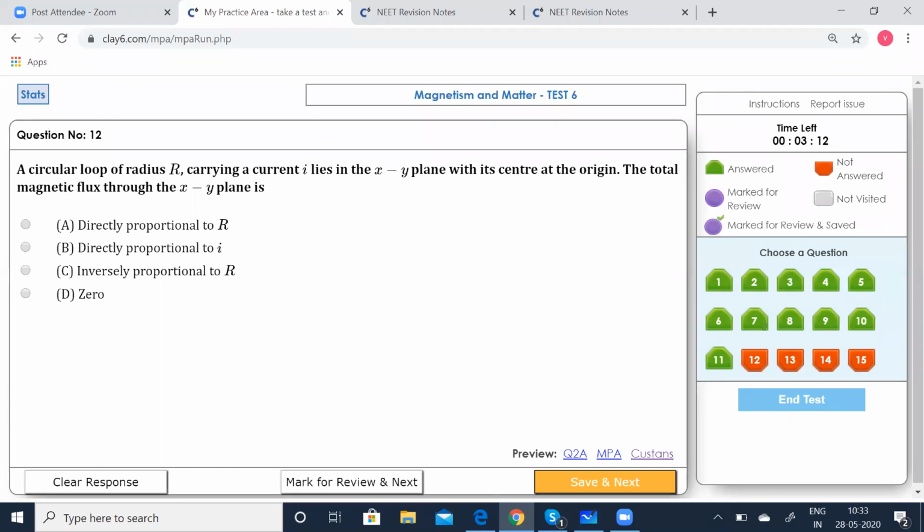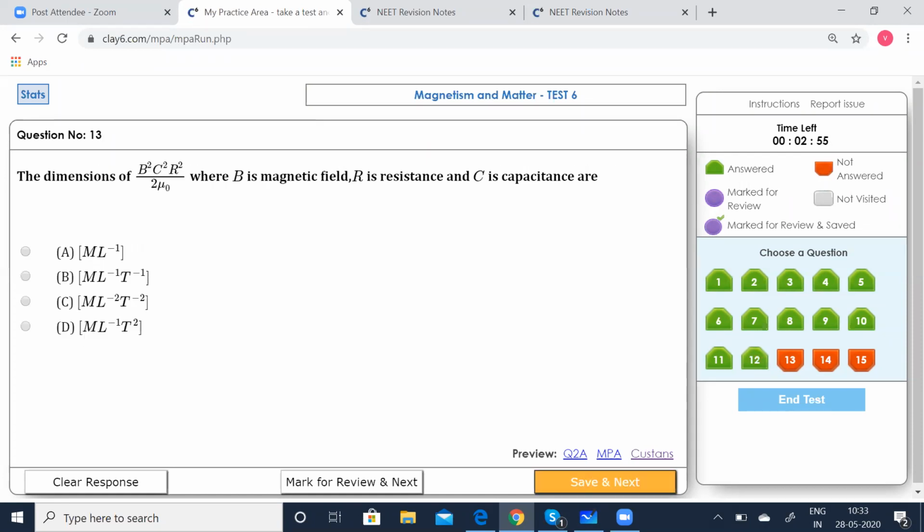You can see that no magnetic lines cross the plane of the coil. So it does not cross the xy plane as the coil lies on this plane. Okay, so you can say it will be 0. So the total magnetic flux is going to be 0. Okay, so that is next.